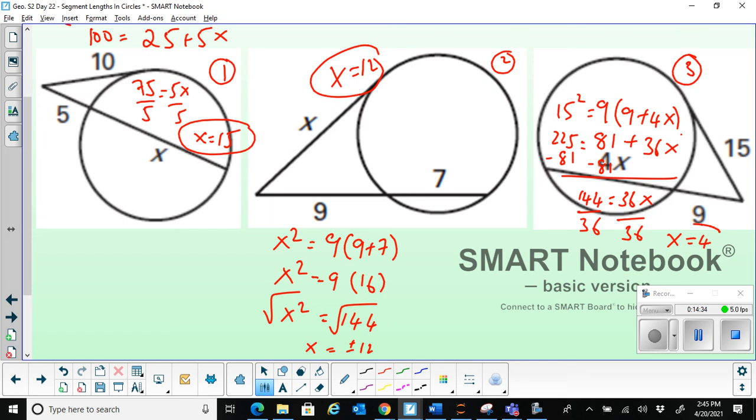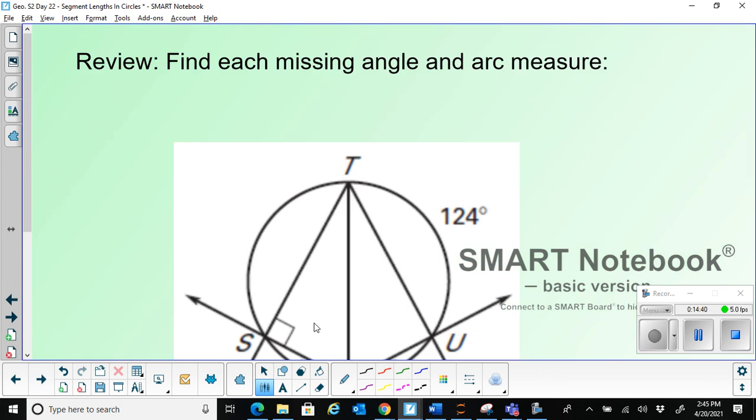I hope both of these problems are clear. So let's move on to the next slide. Okay, this will be our last slide. Find each missing angle and arc.